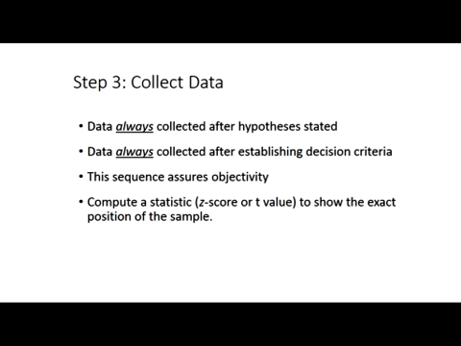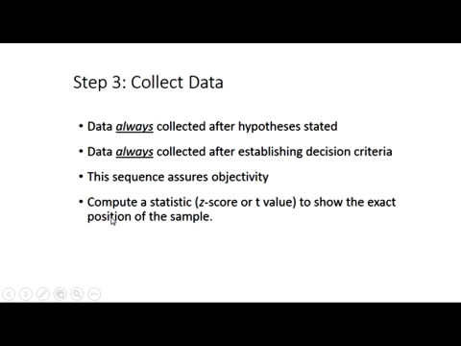So data is always collected after the hypothesis is stated. Data is always collected after establishing my decision criterion, my alpha level. And this sequence is really going to ensure that you have objectivity and that you're practicing ethically. After we've done that, then we'll compute a statistic, for example, a z-score or a t-value, t-test. We'll be talking about those, but there's many more after that: ANOVAs and all sorts of other wonderful tools we're going to be talking about in the near future to show the exact position of where my sample falls.